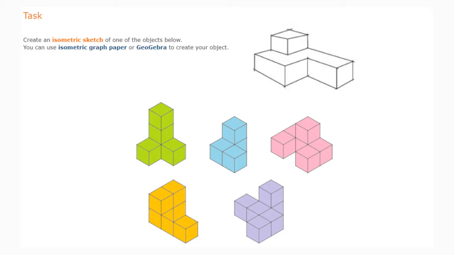Your task for this lesson is to create an isometric sketch of one of the following objects below. You can use the isometric graph paper, or you can use GeoGebra to create your object. If you are unfamiliar with how to use GeoGebra with the isometric grid paper, please continue with the video and watch the following demonstration.